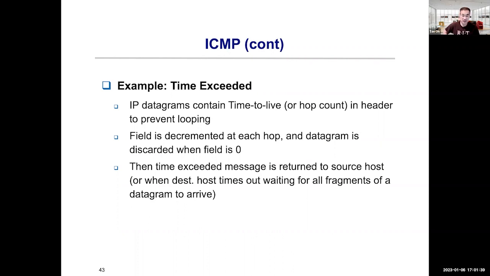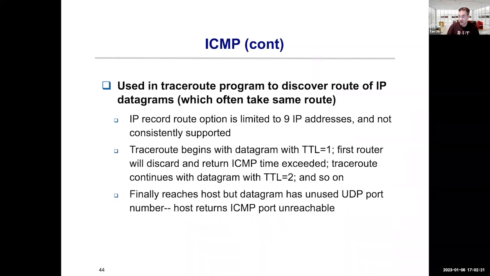For the time exceeded, like I said, an IP datagram contains time to live in the header to prevent looping. The field is decremented, and the datagram is discarded when the field is zero, meaning it has exceeded its time in the network. This is for removing control messages. When you send a control message in the network, it could be going around in a circle, right? You don't want a control message going around and eating up your network, okay?